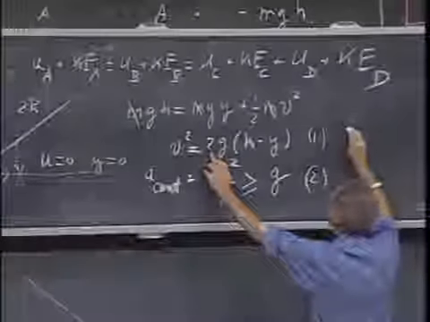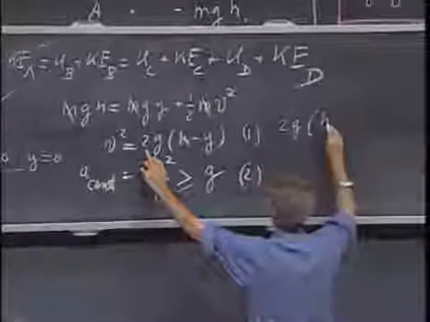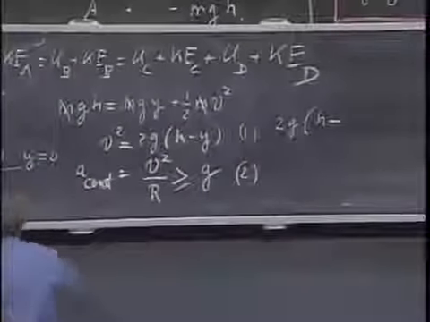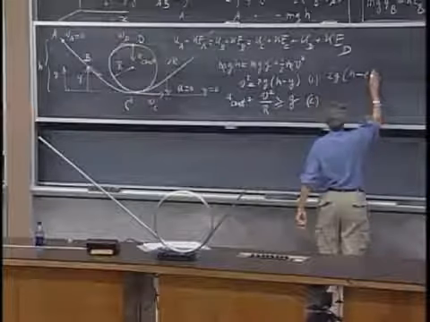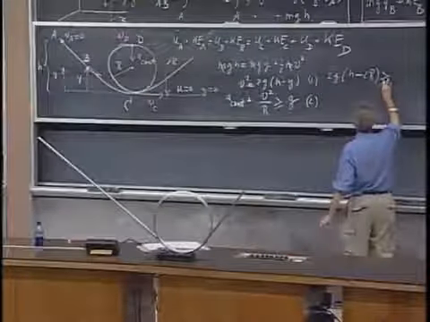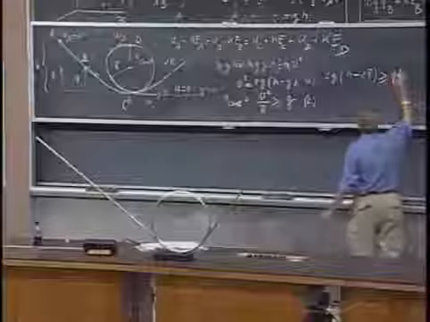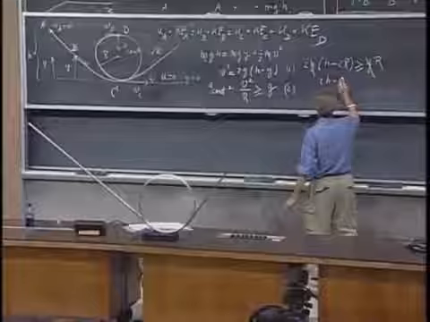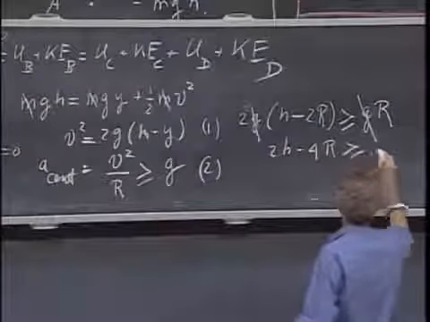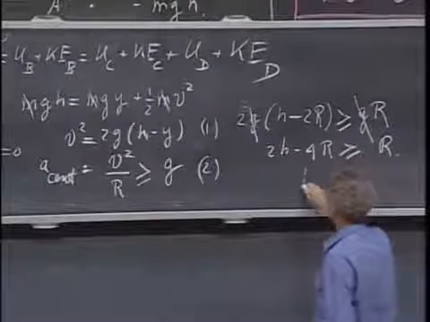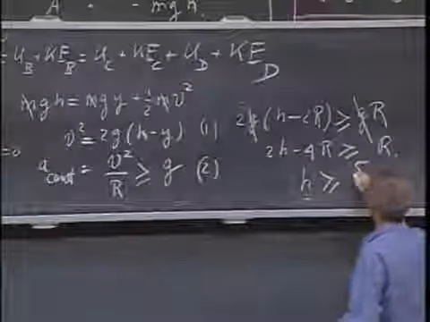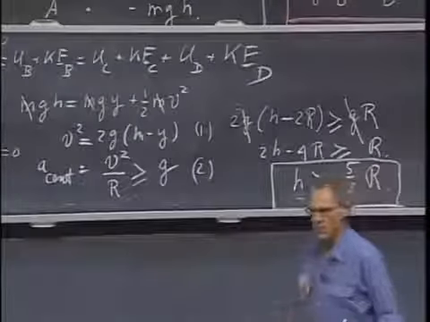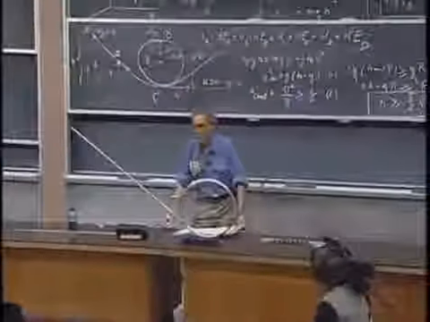So I have here v squared, which is 2g times (h minus y), but y for that point D is 2r. So I put in a 2r, must be larger or equal to gr. I lose my g, so 2h minus 4r must be larger or equal to r, so h must be larger or equal to 2.5r. This is a classic result that almost every person who has taken physics will remember.